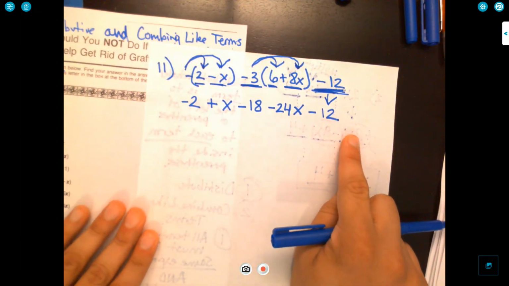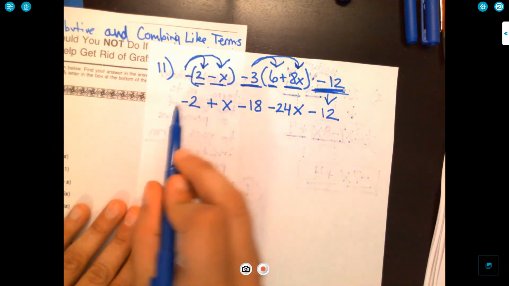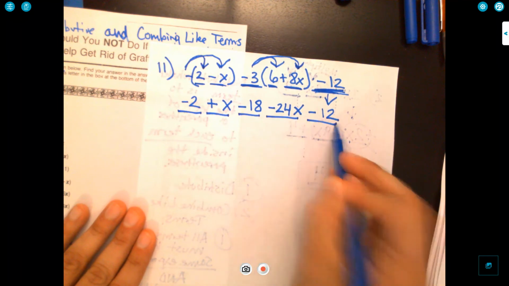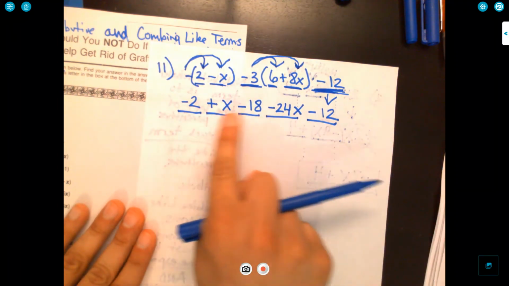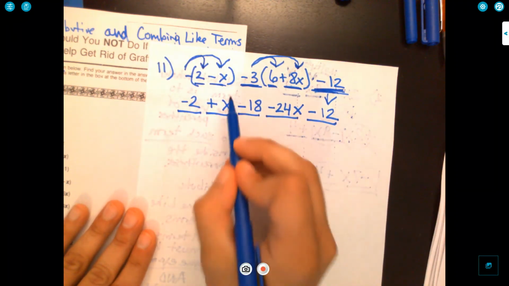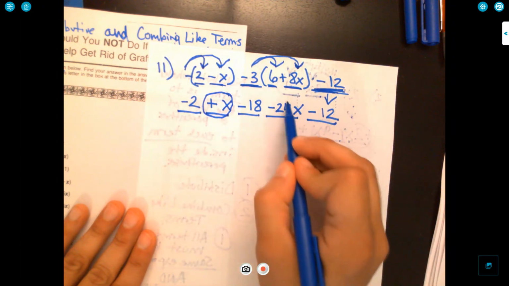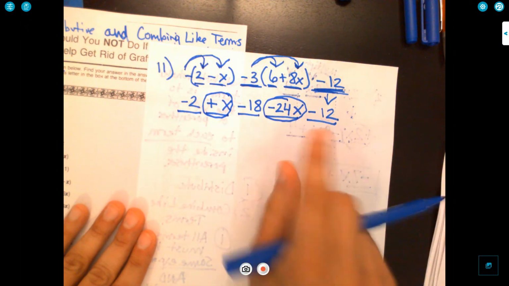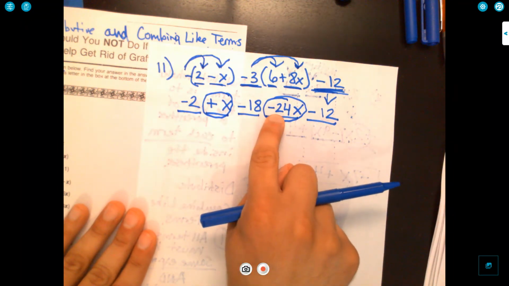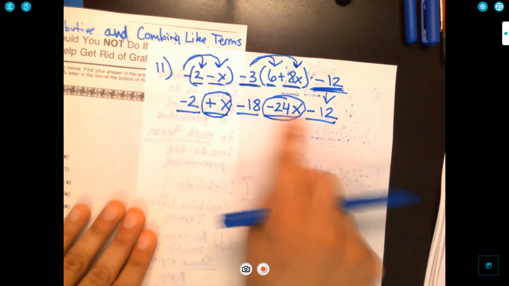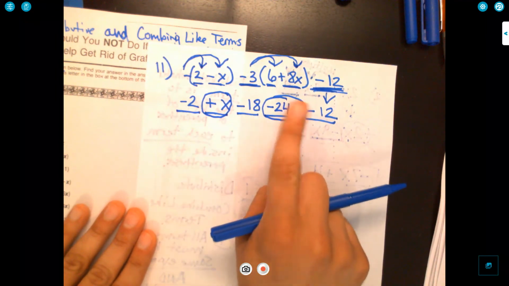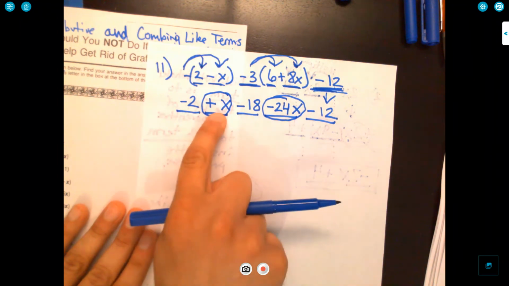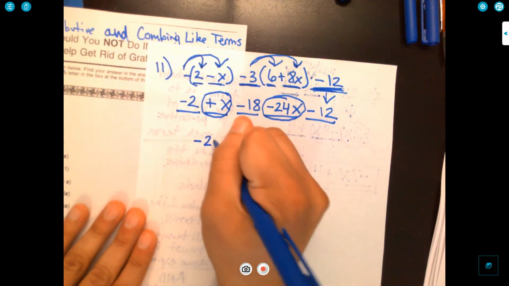So now from here, you're going to combine like terms. So we got negative 2, positive x, negative 18, negative 24x, and negative 12. So there's 1, 2, 3, 4, 5 terms. So here's a plus 1x, a minus 24x, and that's all the variables. So now we say negative 24 plus 1. Remember, when you're combining, you're not multiplying or dividing. You're adding and/or subtracting. So negative 24 plus 1, you'll get negative 23x.